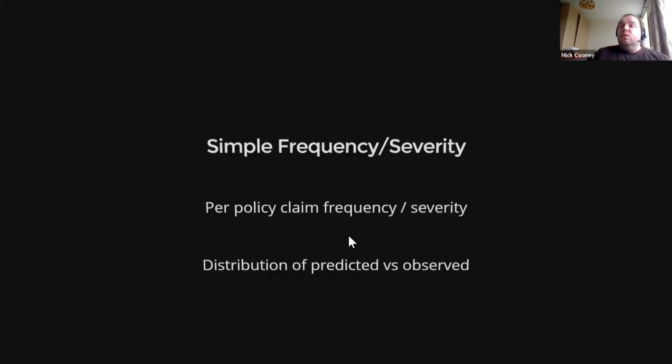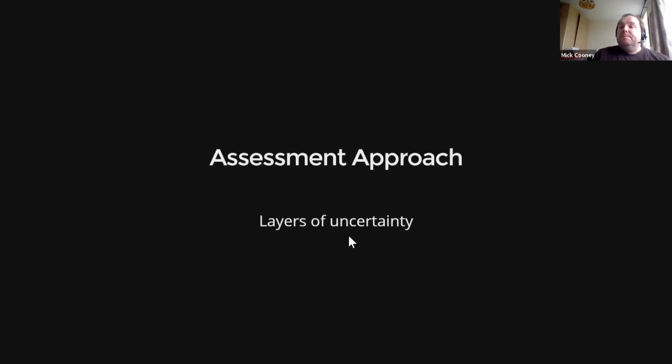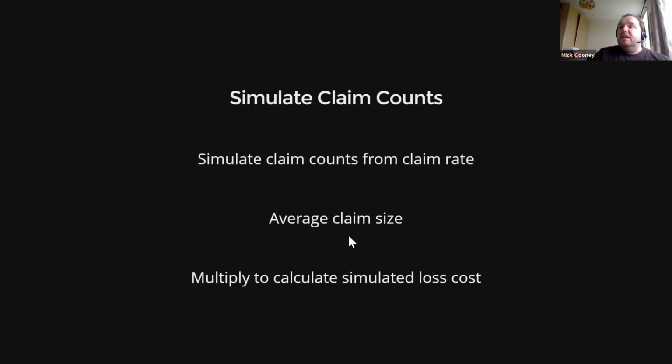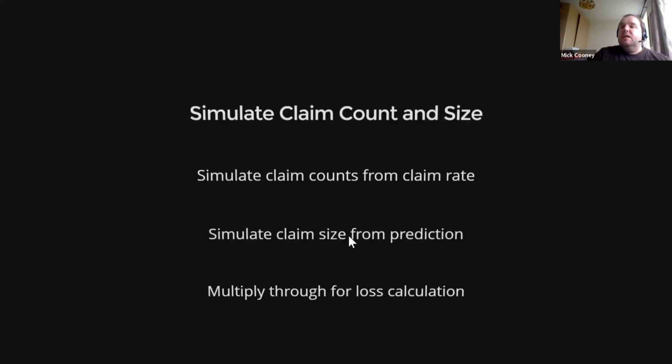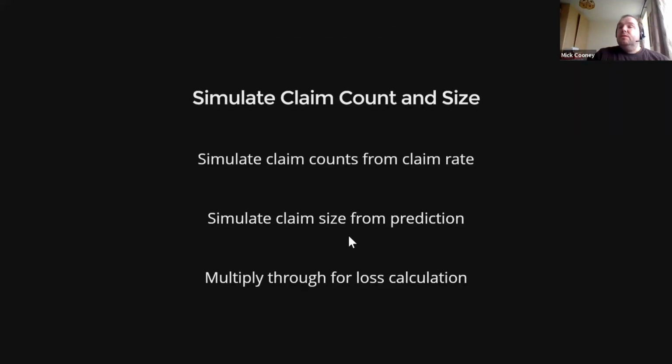So we're going to add in all that. I'll skip this on because I'm conscious of time. So, we have our simple frequency and severity. We're going to simulate our claim counts, and then multiply to calculate the simulated loss count. So once we have that, we're going to simulate, we're going to estimate, and then we're going to compare the two. We're going to simulate the claim counts from the claim rate. We're going to simulate the claim size from the prediction, and we're going to multiply both for our loss calculation.